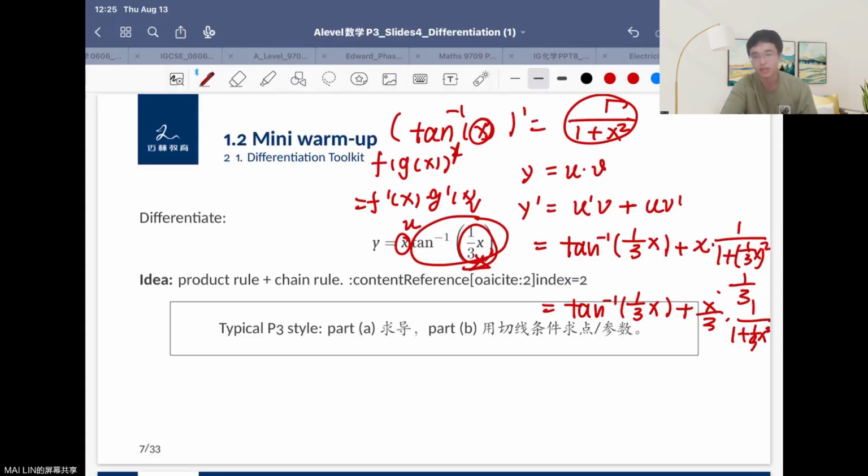So that's the example. I hope you can really understand that and take a note of it. Okay, this is very important for you, first understanding how to use the differentiation toolkit.